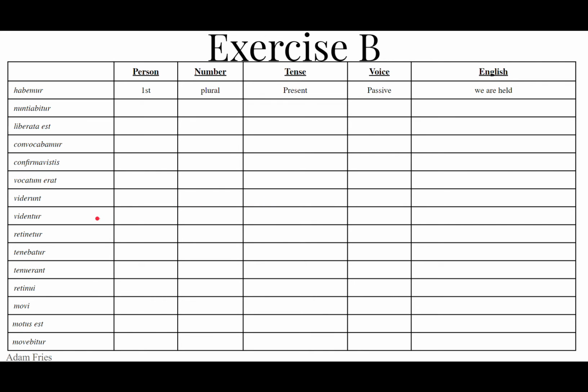Videntur. That is the third person plural, present, passive. They are seen. You could also translate this using the active English verb seem, to seem. If you seem to be a way, you are seen to be that way. So you can write either they are seen or they seem. They are seen to be cowards is the same as they seem to be cowards. Videntur.